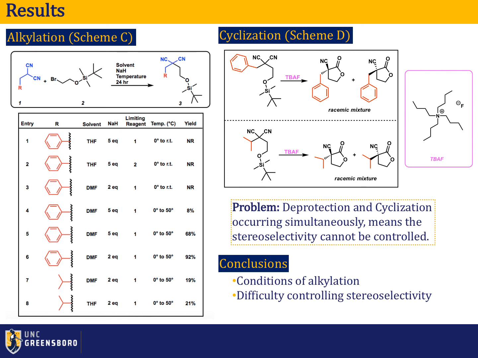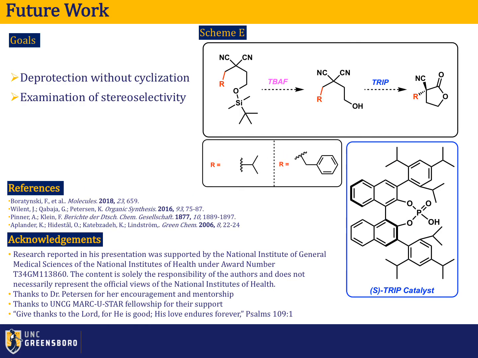Ultimately, this work demonstrates that there are mild reaction conditions for the Pinner reaction. Further work must be done to improve the selectivity. My future work will focus on isolating the deprotection and cyclization step. If I can separate these, then I can control the outcome of the reaction. I predict that by decreasing the reaction time and lowering the temperature of the reaction, I can deprotect without further cyclization.